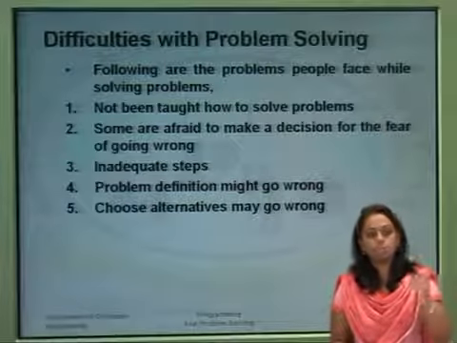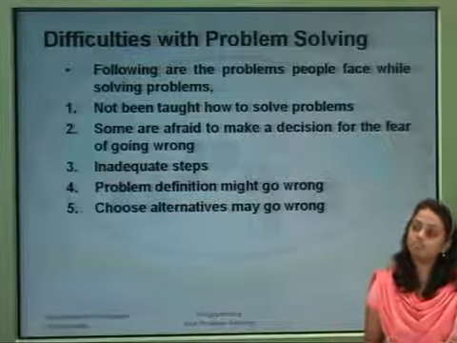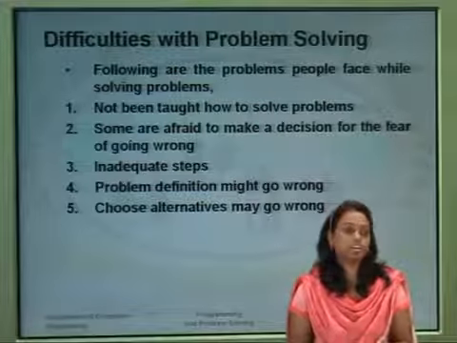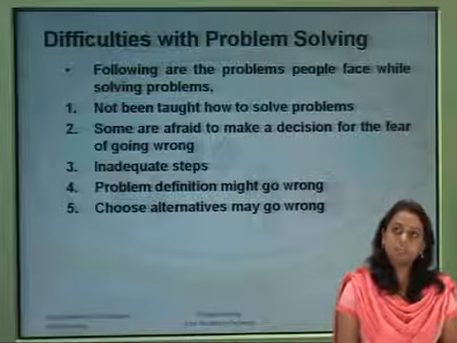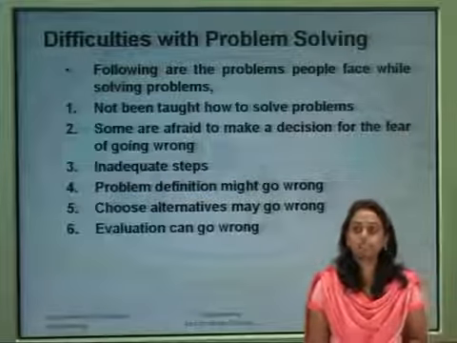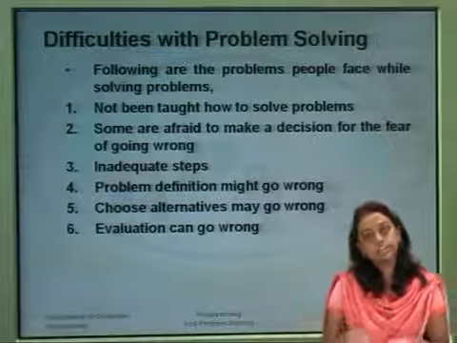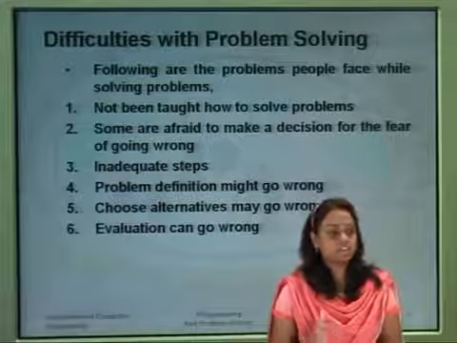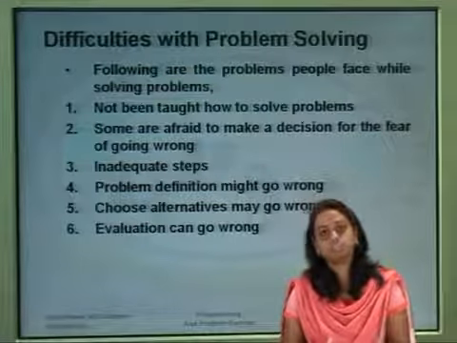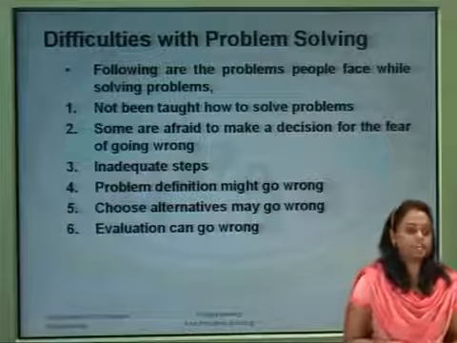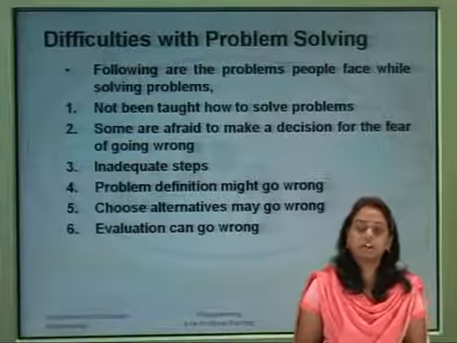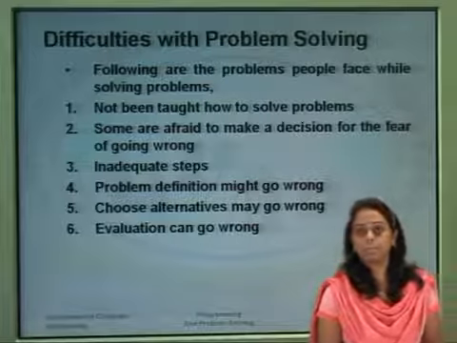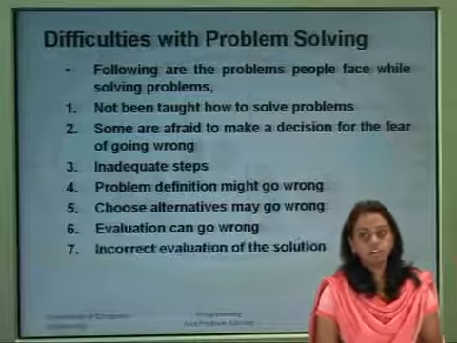So you come down to listing the alternatives. You have listed all the alternatives, with pros and cons of each, but choosing which one might go wrong. That is one problem with problem solving. Sometimes you might reach the right solution, but whether we have reached the right solution or not might be judged wrongly. Evaluation of the solution might go wrong. The solution might be right, but the person who is evaluating, who is checking whether you have got the right solution or not, can go wrong. Incorrect evaluation of the solution.